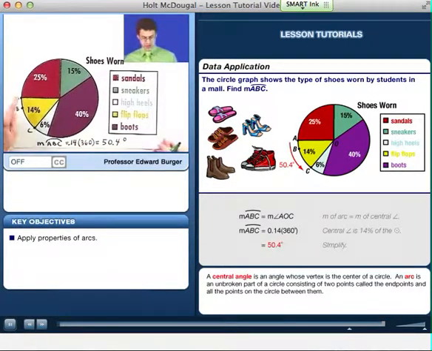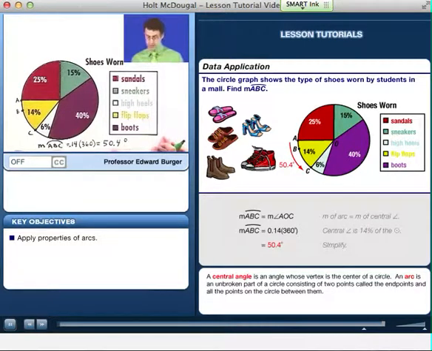And so the measure of this arc right here, generated by the flip-flop wearers, turns out to have a measure of 50.4 degrees. Notice again, the measurement of an arc is given in terms of degrees, and it is exactly equal to the measure of the central angle.